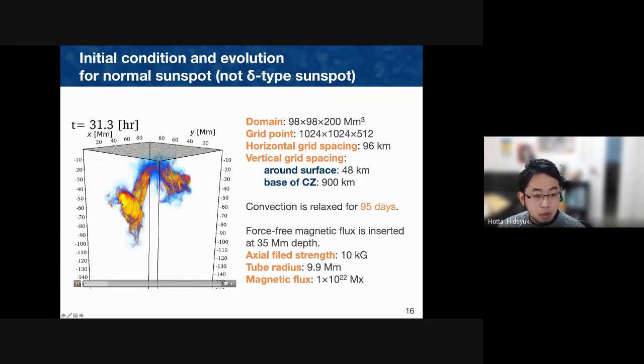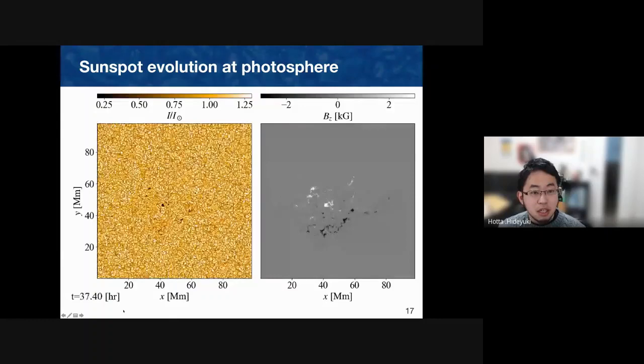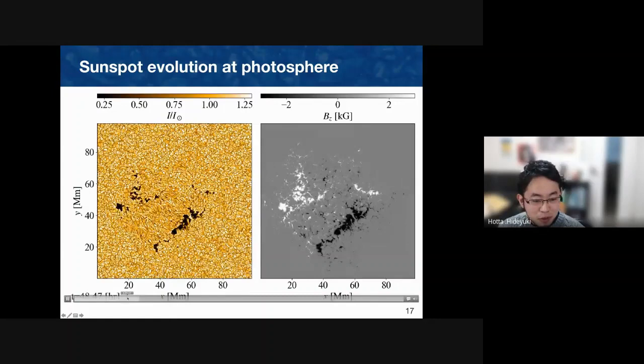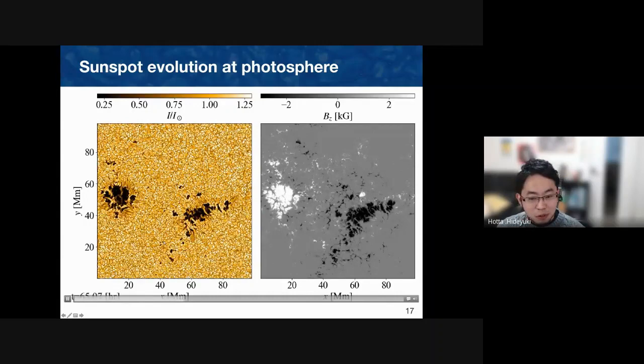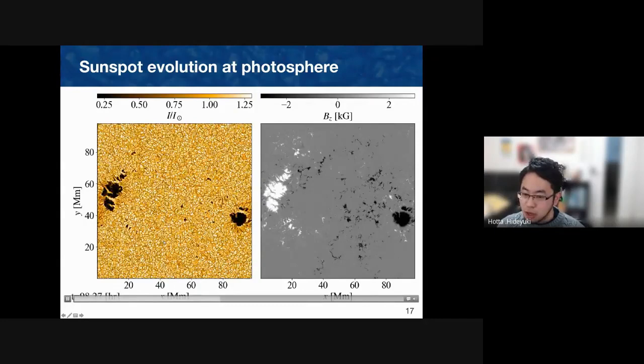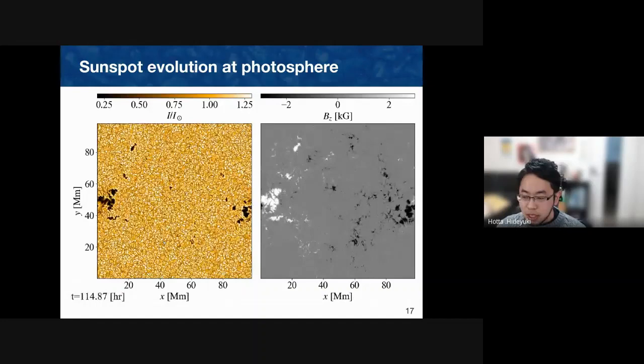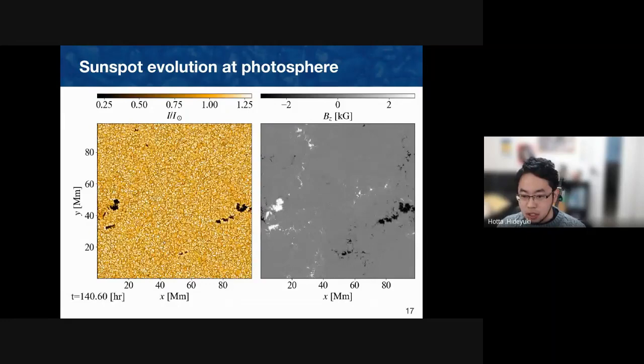This is a very long movie, and you can see the sunspot evolution at the photosphere. Maybe the movie is not good, but you can see the rough evolution. You can download the movie. We follow the whole life of the sunspot at the photosphere, I mean the formation and the decay of the sunspot. But in this presentation, I just focus on the formation of the sunspot. I don't discuss the decay of the sunspot.